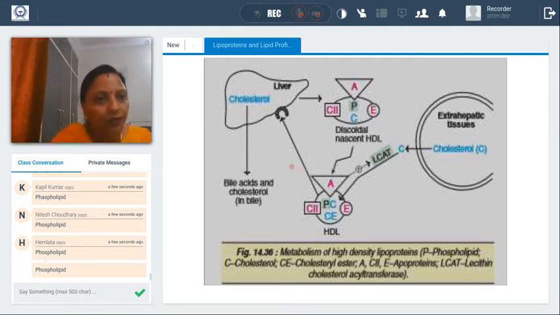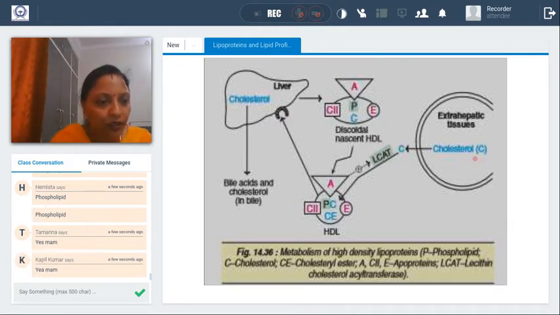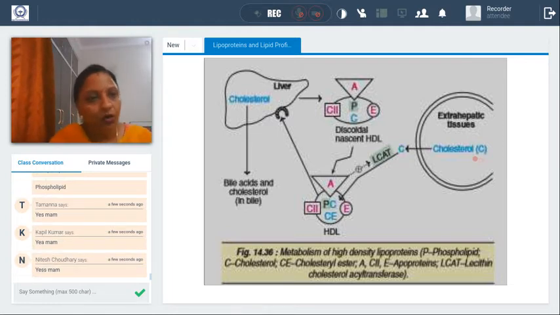Now is it clear to all of you the metabolism of SDL? Please write in the box. This is discoidal, this is spherical. Please write in the box. Am I audible to all of you? Am I visible? Okay. Nitesh Chaudhary, have you understood the metabolism of SDL? Nitesh, do you hear me? Okay. Abhilasha, Ramlal Tandi, Tarun, Rahul Pawar.